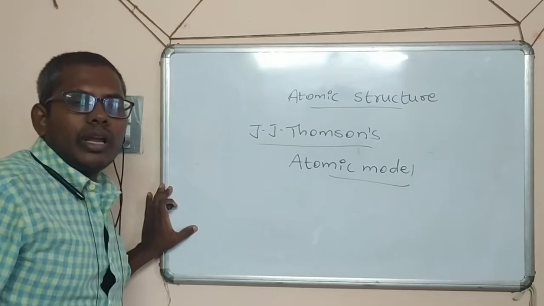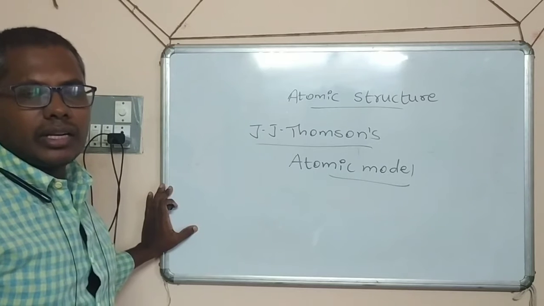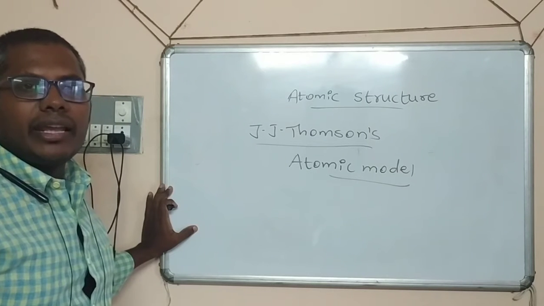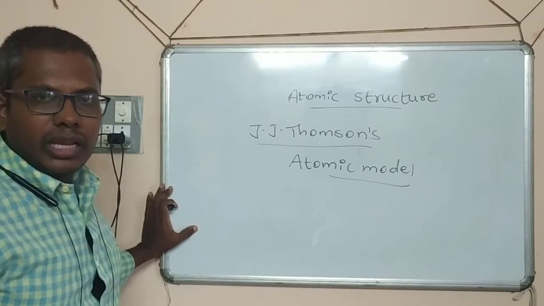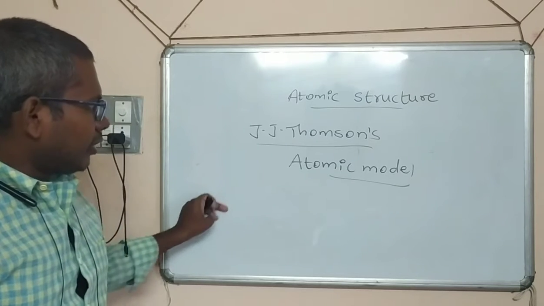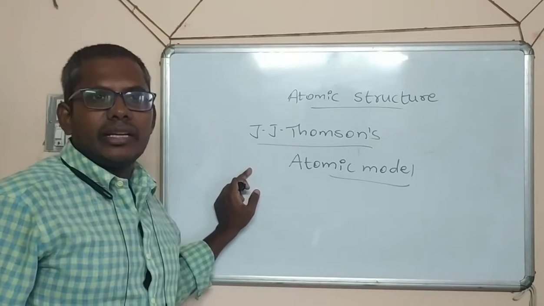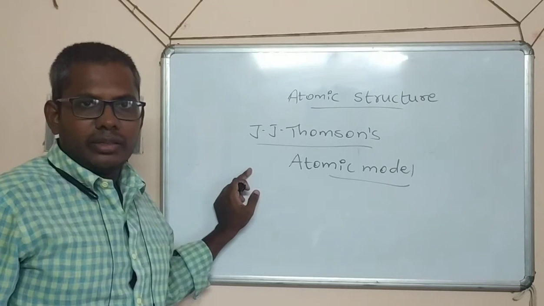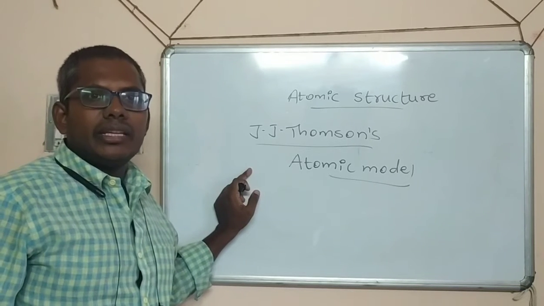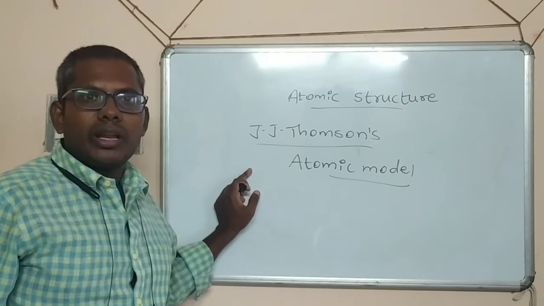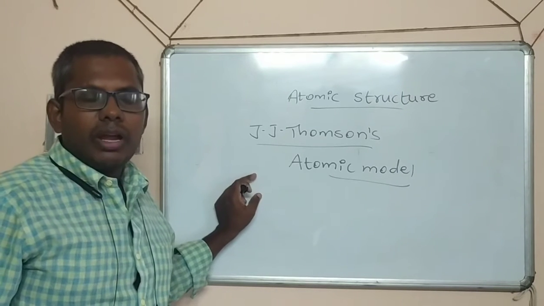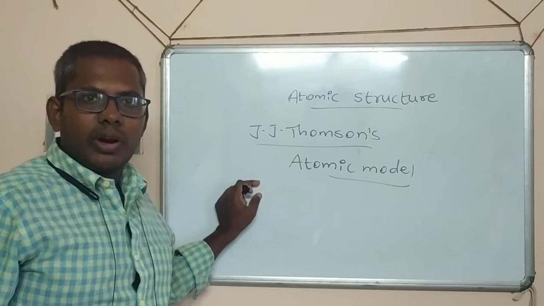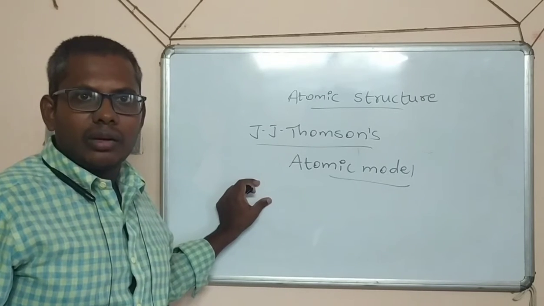Actually, we know about electrons, protons and neutrons. But how they are arranged in the atom, that we need to know. First of all, J.J. Thomson was the one who said how they are arranged inside the atom. J.J. Thomson's atomic model has two names: one is the plum pudding model, another is the watermelon model.